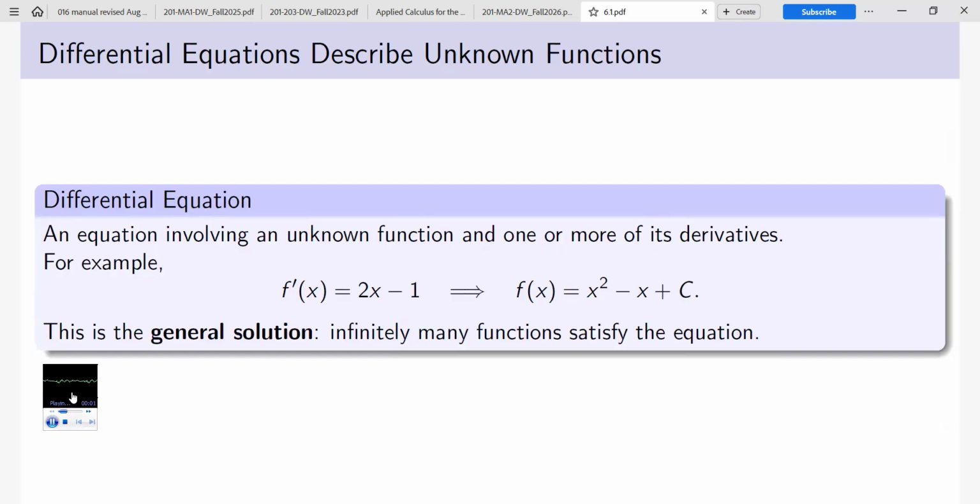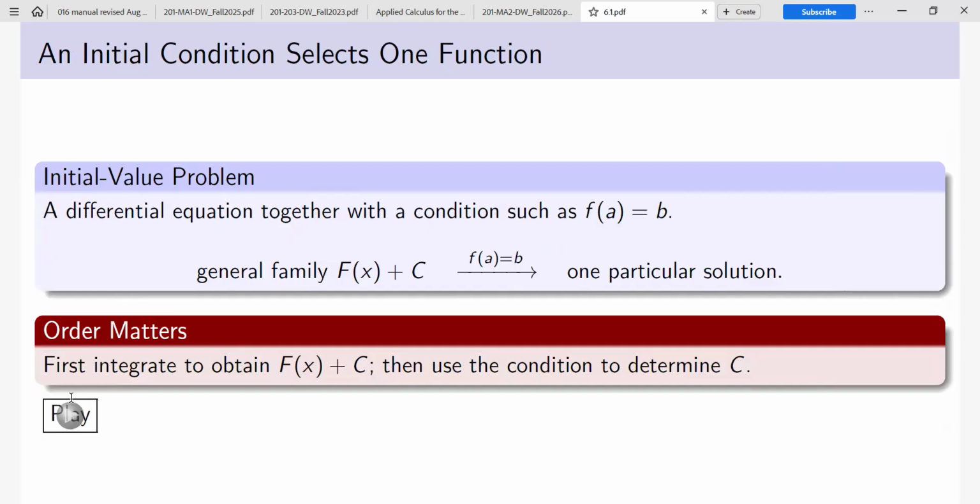A differential equation gives information about a function through its derivatives. Integrating both sides recovers the general family of possible functions. The derivative determines the shape of the family. The initial condition identifies the correct vertical shift by determining C.